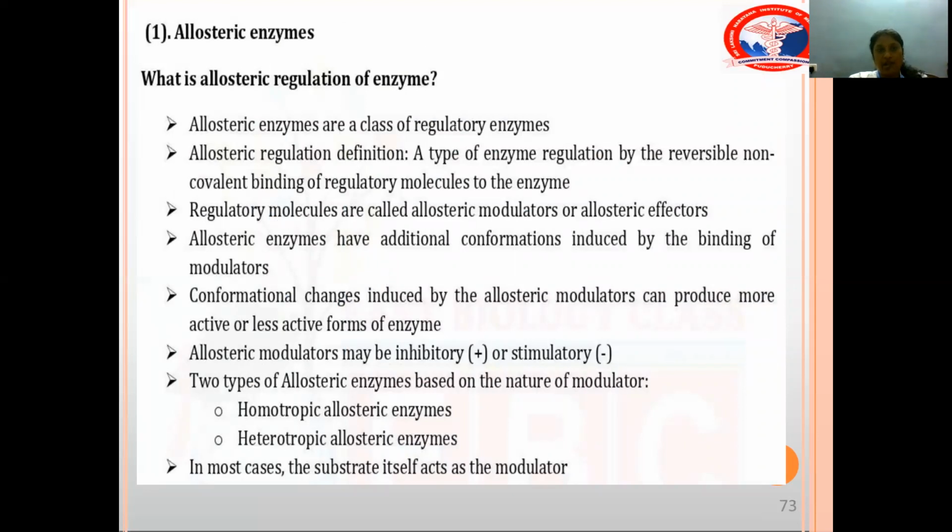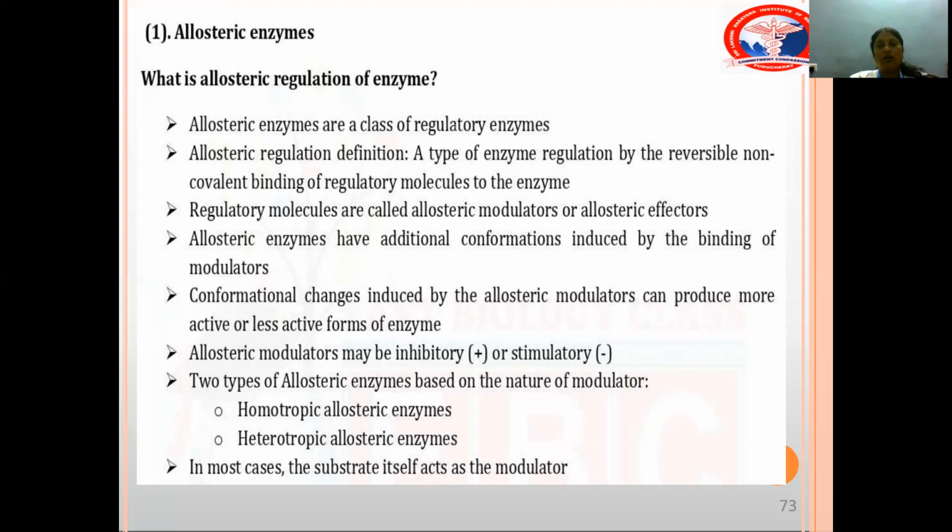So allosteric enzyme regulation. What is allosteric enzyme regulation? Allosteric enzymes are also a class of regulatory enzymes. So what is its definition? What is meant by allosteric regulation? Covalent interactions are very strong forces. Non-covalent interactions are comparatively weak forces. Allosteric regulation is a type of enzyme regulation which is brought about by reversible non-covalent binding of regulatory molecules to the enzyme.